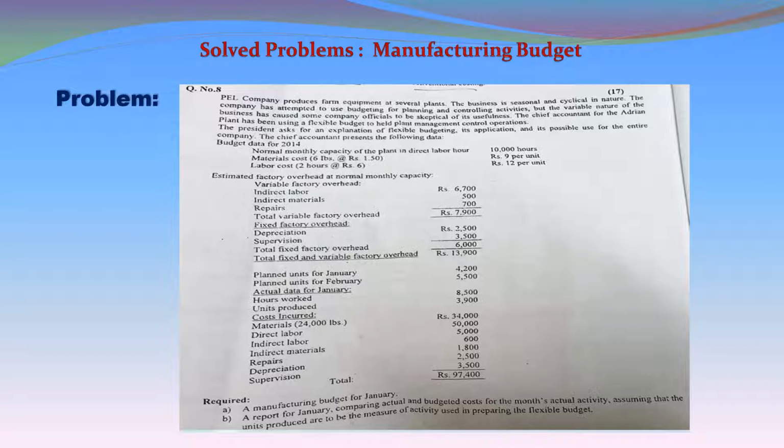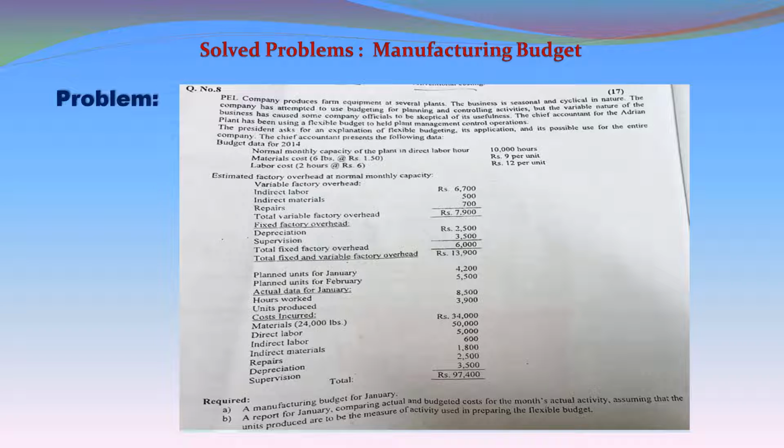Variable factory overhead: indirect labor 6,700, indirect material 500, repairs 700. Total variable factory overhead 7,900. Fixed factory overhead: depreciation 2,500, supervision 3,500. Total fixed factory overhead 6,000. Total fixed and variable factory overhead 13,900. Planned units for January 4,200. Planned units for February 5,500.